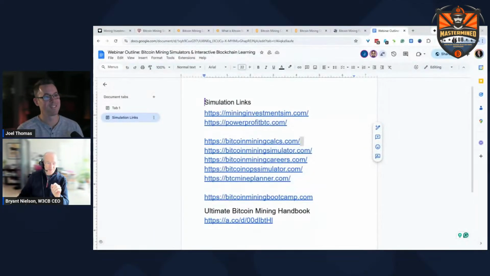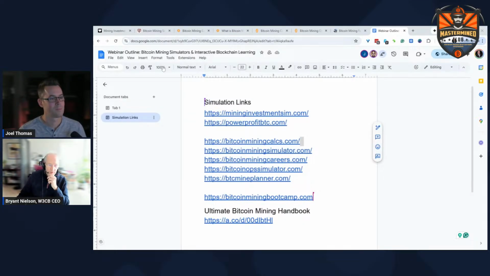Now it works. So we're sharing with you the links that you can go to, that you can actually play with this yourself. And of course, these links should be available to you in the show notes if you're watching this after we do this live webinar. But this is basically what we're going to be looking at.